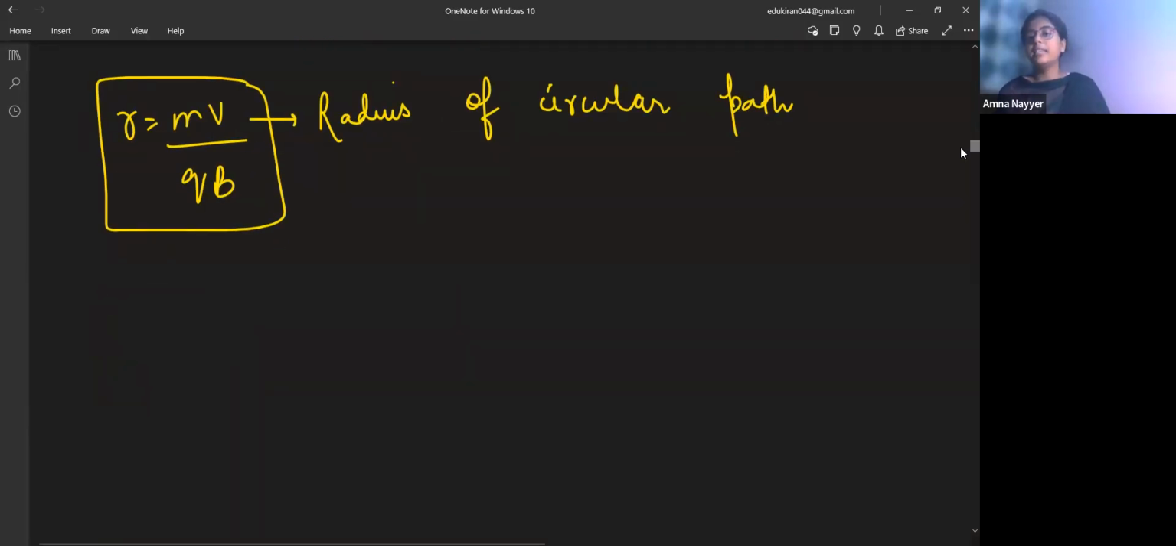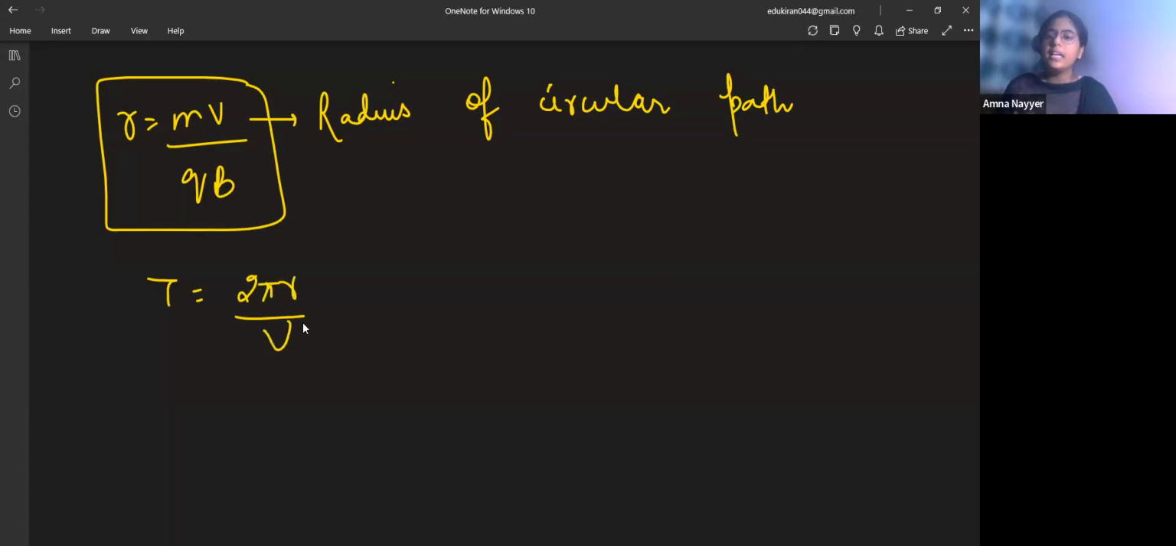Formula of time period. See, it is not difficult to find out. Why? Because time period is basically distance covered by the speed. Speed is distance by time, so time will be distance by speed. Now in circular motion, what is the distance? The periphery of the circle. And what is the periphery of a circle? Circumference, that is 2 pi r by velocity.